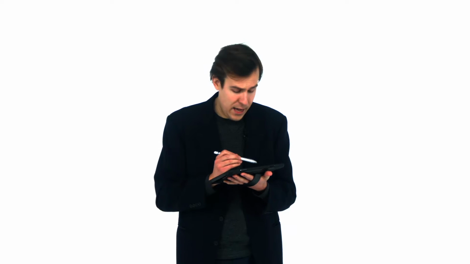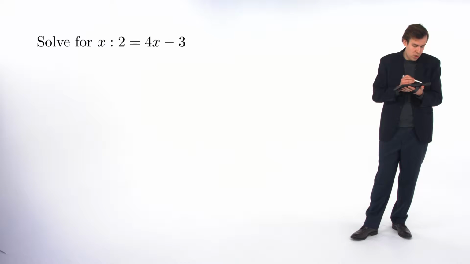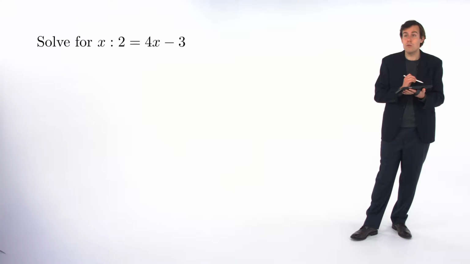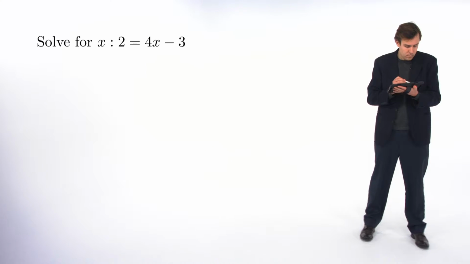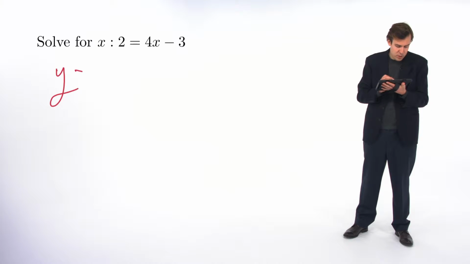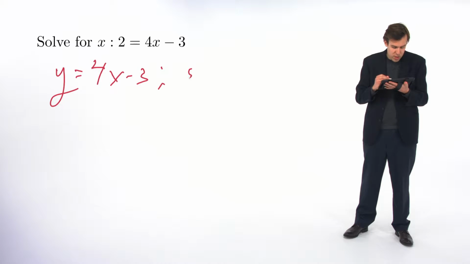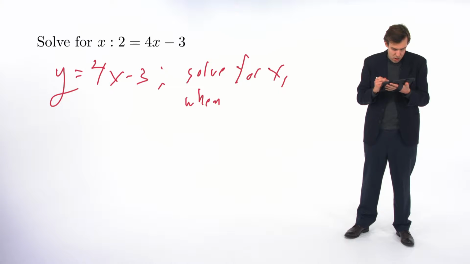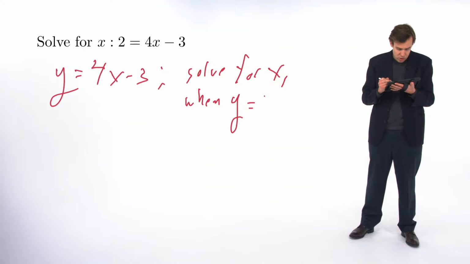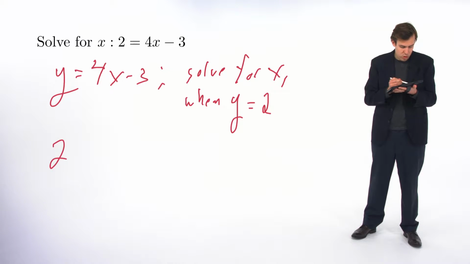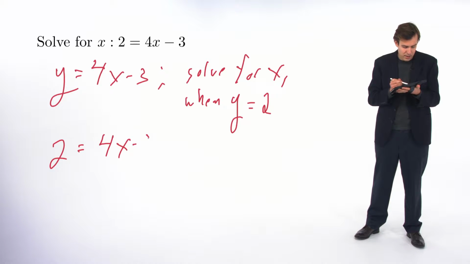So just kind of a toy example. I mean, this is about as straightforward as it gets, but it's good to look at. So solve for x. 2 equals 4x minus 3. So to put this in the context of what we just saw, we could write this as y equals 4x minus 3. And then the question is solve for y, or solve for x, when y equals 2. So 2 equals 4x minus 3.